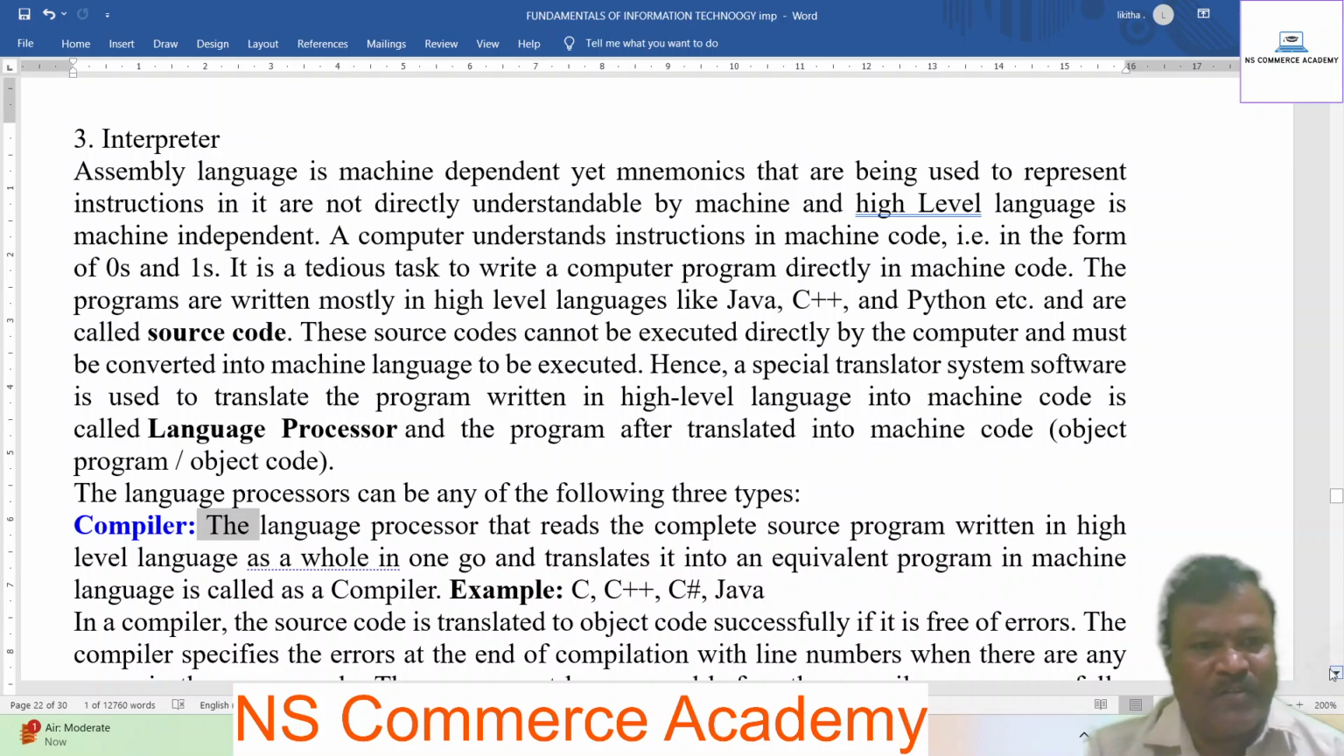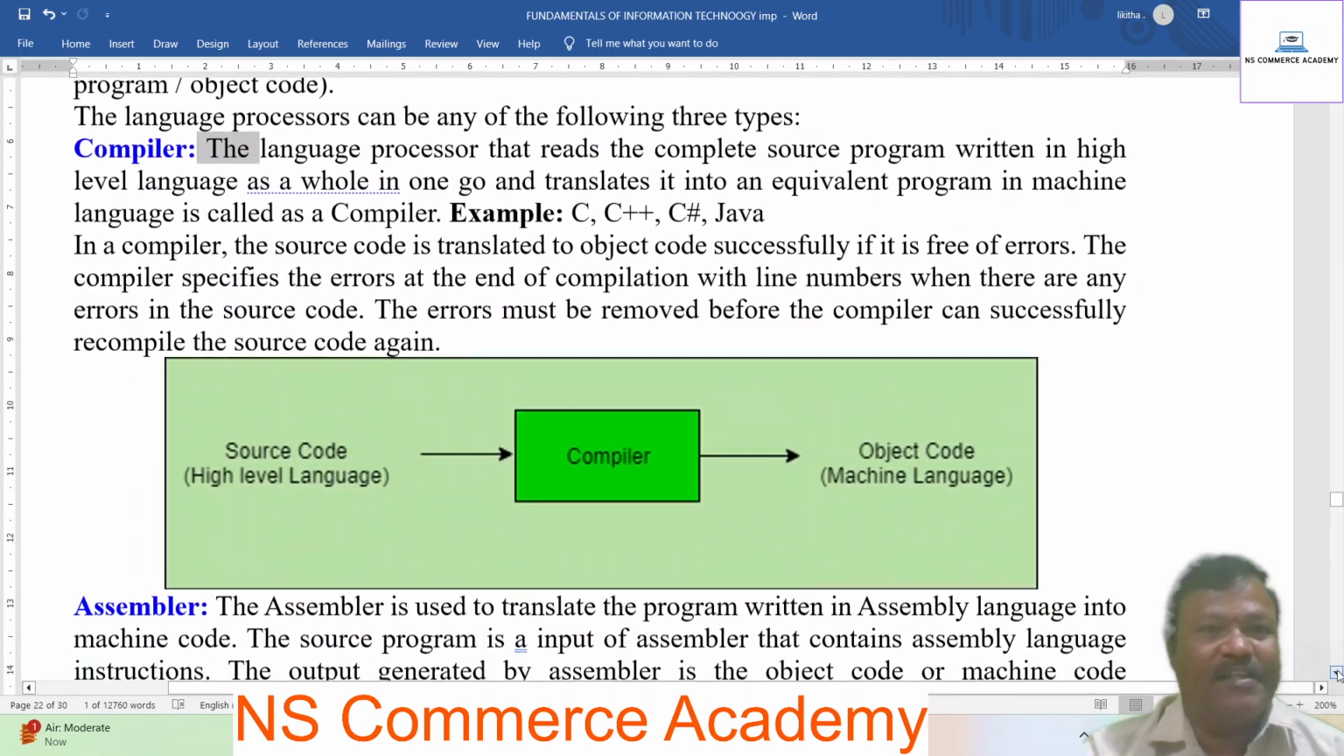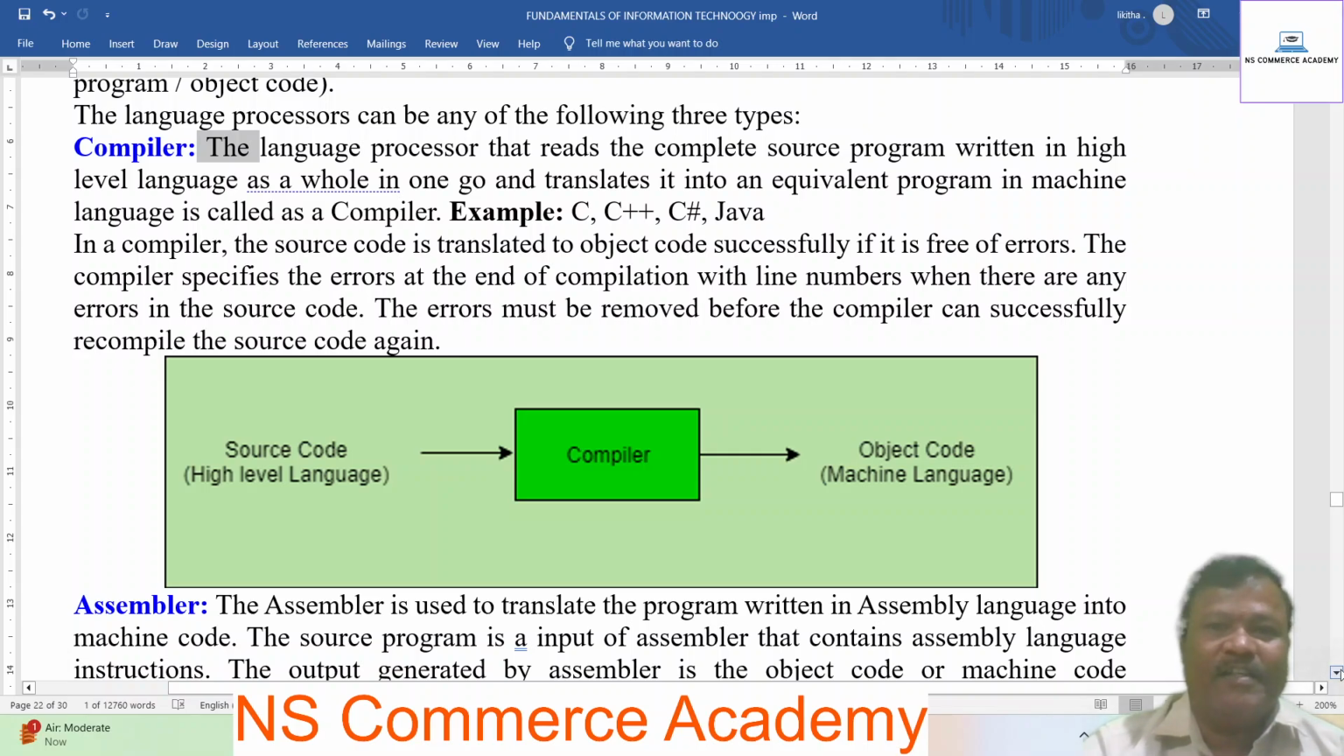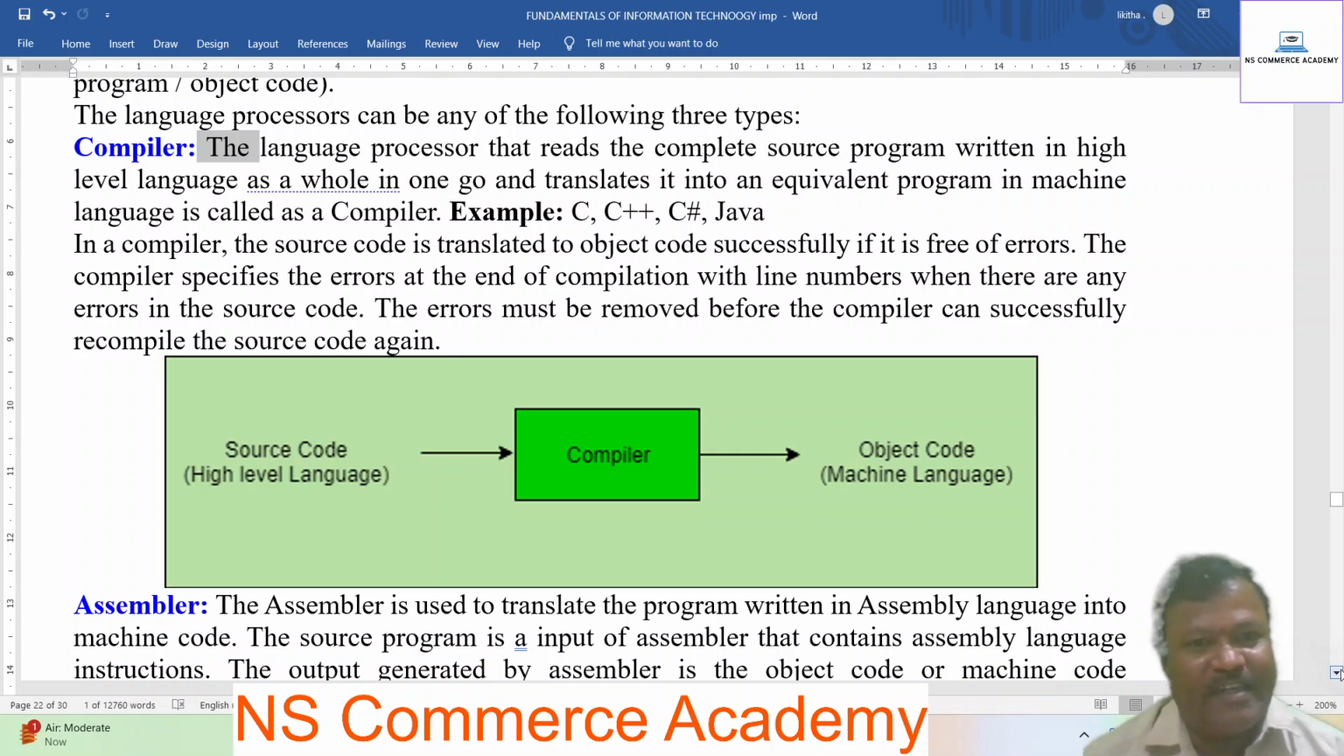Next, compiler. The language processor that reads the complete source program written in a high-level language as a whole in one go and translates it into an equivalent program in machine language is called a compiler. In a compiler, the source code is translated to object code successfully if it is free from errors. The compiler specifies the errors at the end of compilation with line numbers. When there are any errors in the source code, the errors must be removed before the compiler can successfully recompile the source code.